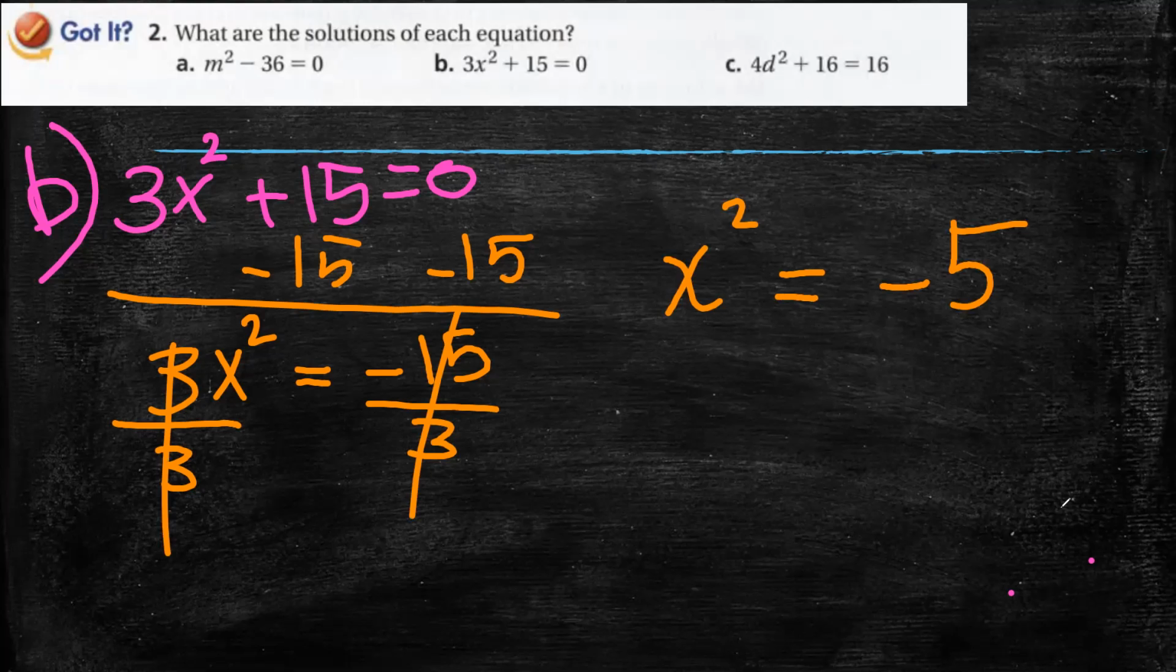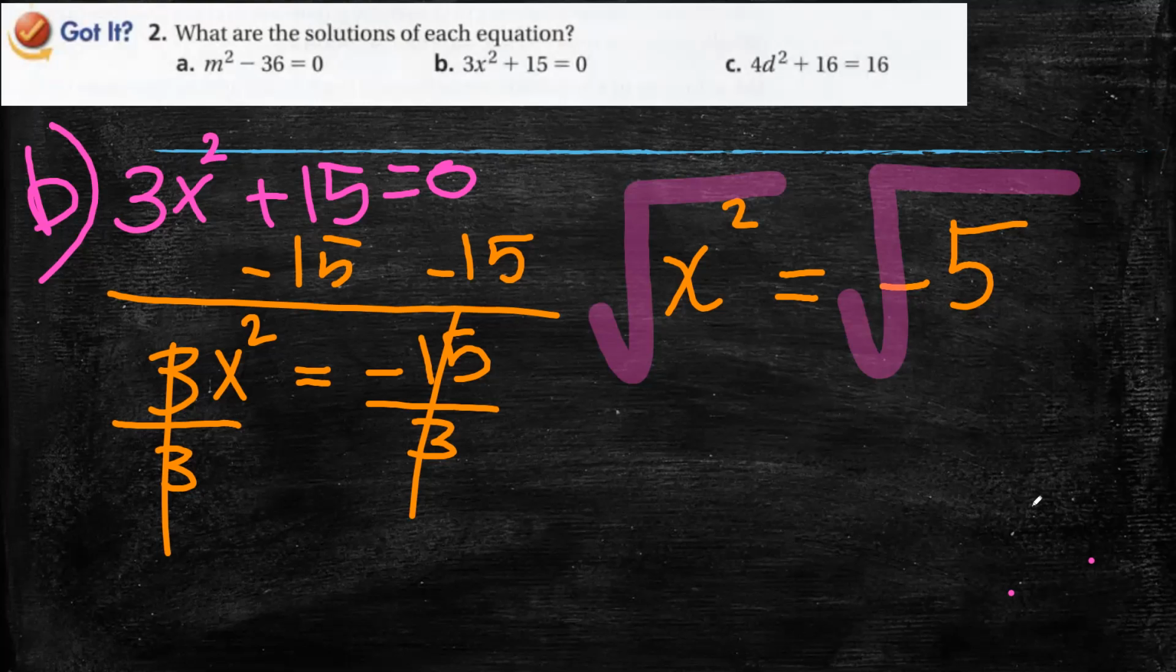Then the square root. Now, what is the number? Oh, before that, is there any square root for a negative number? No, it is a non-real number. So that means there's no solution.